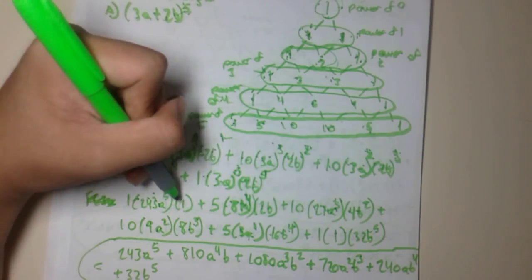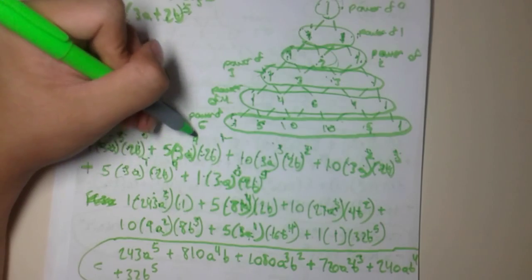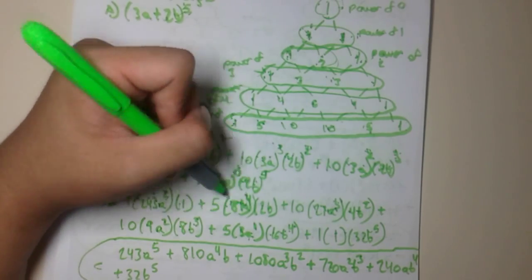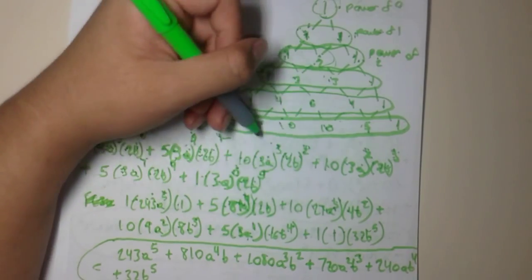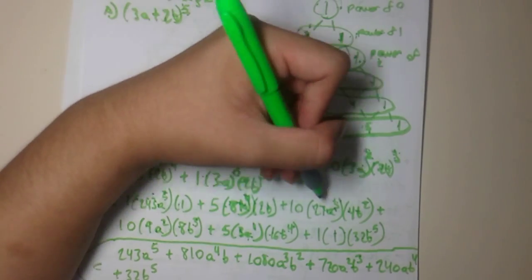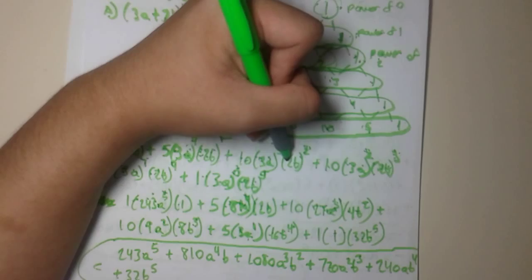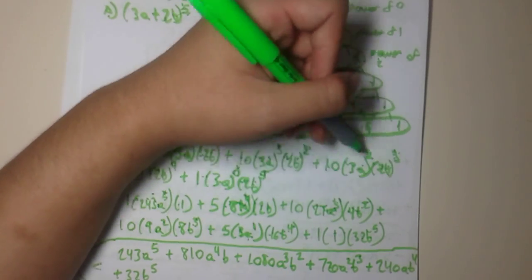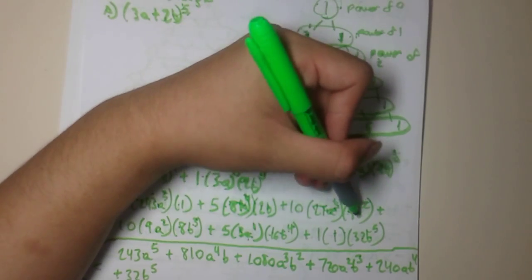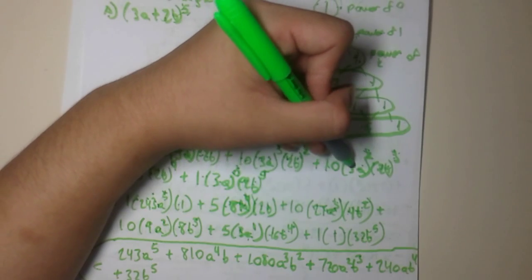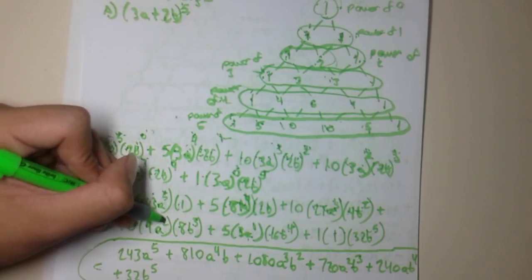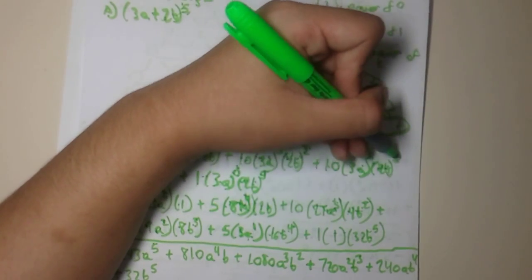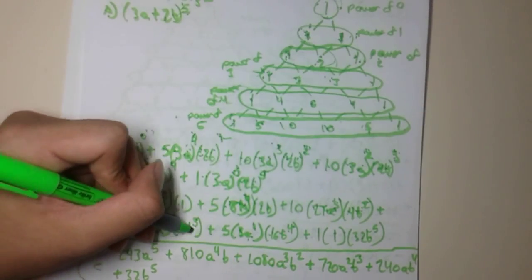2b to the power of 0 is 1. 3a to the power of 4 is 81a to the power of 4. 2b to the power of 1 is 2b. 3a to the power of 3 is 27a cubed. 2b to the power of 2 is 4b squared. 3a to the power of 2 is 9a squared. 2b to the power of 3 is 8b cubed.